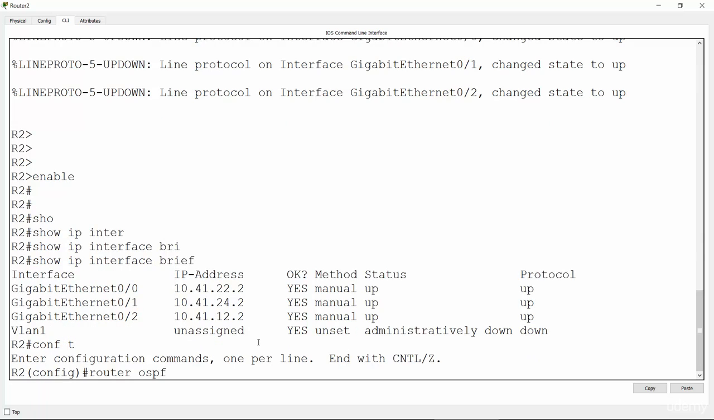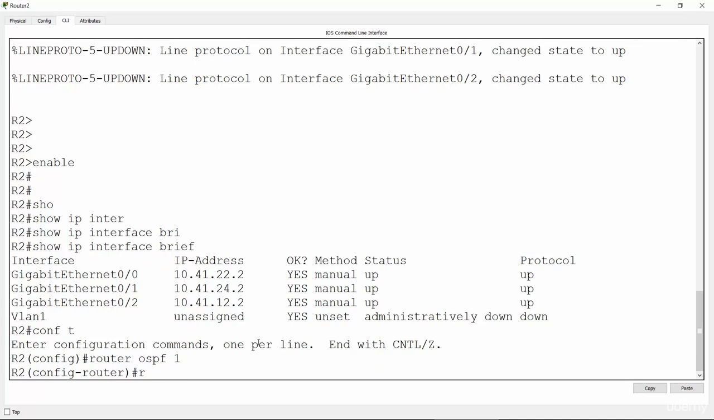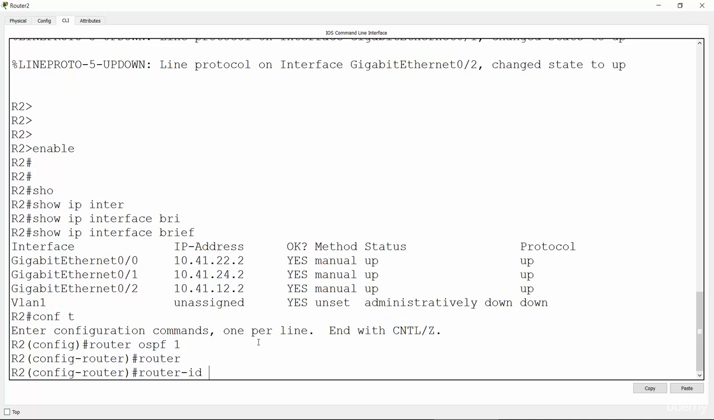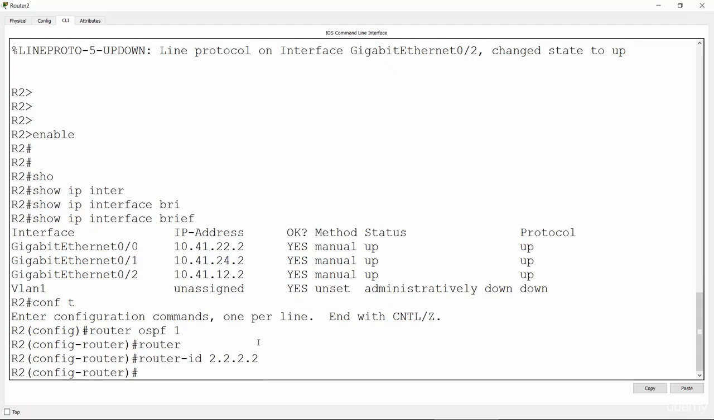Router OSPF 1 again. Please keep in mind that the process ID must match on 4 routers. I'm gonna give the router ID first. No, the router ID should be unique for each router. So I'm using 2.2.2.2 for router 2. And the last thing I need to configure is my network statements.